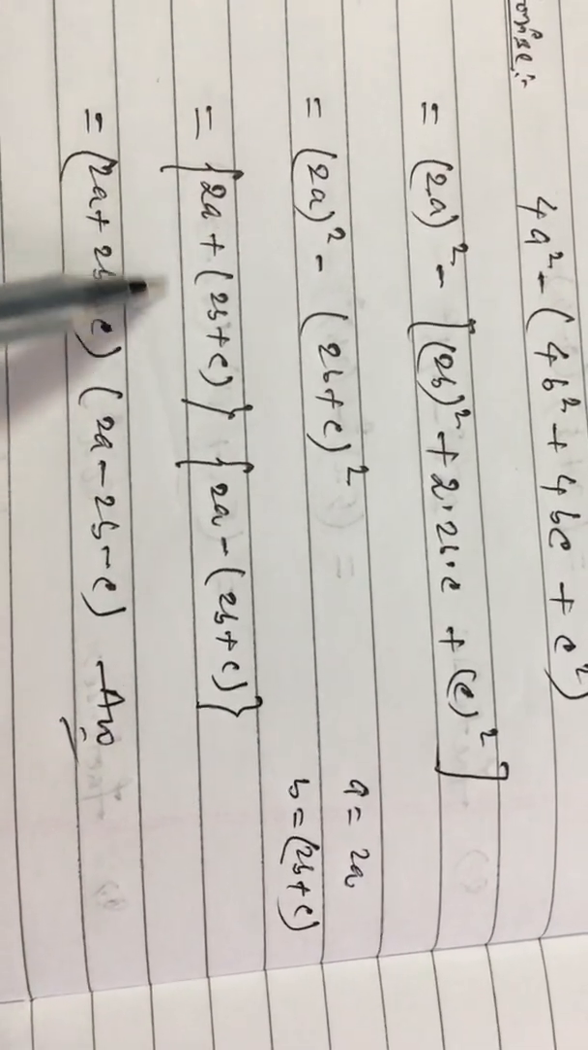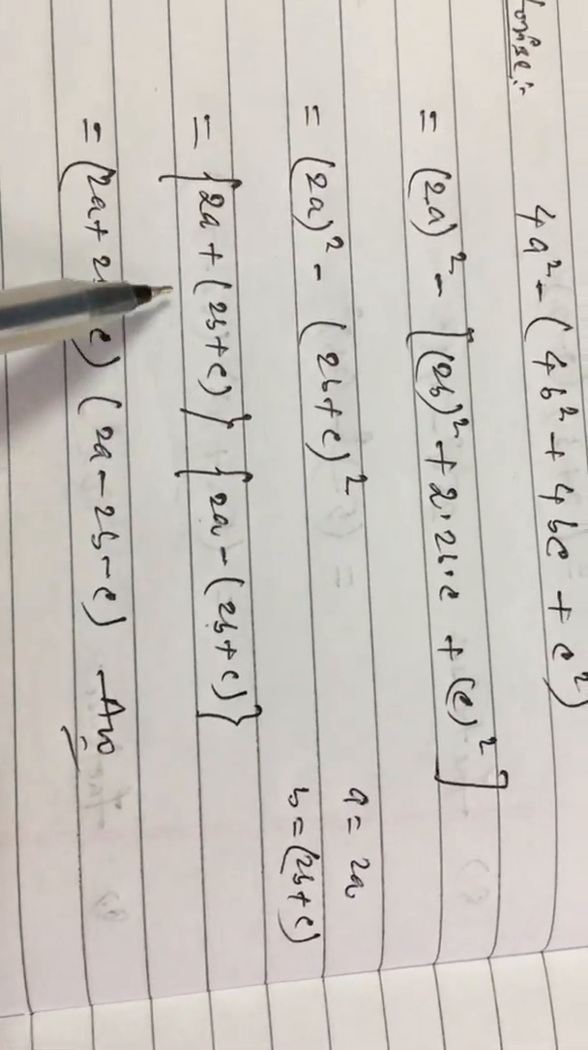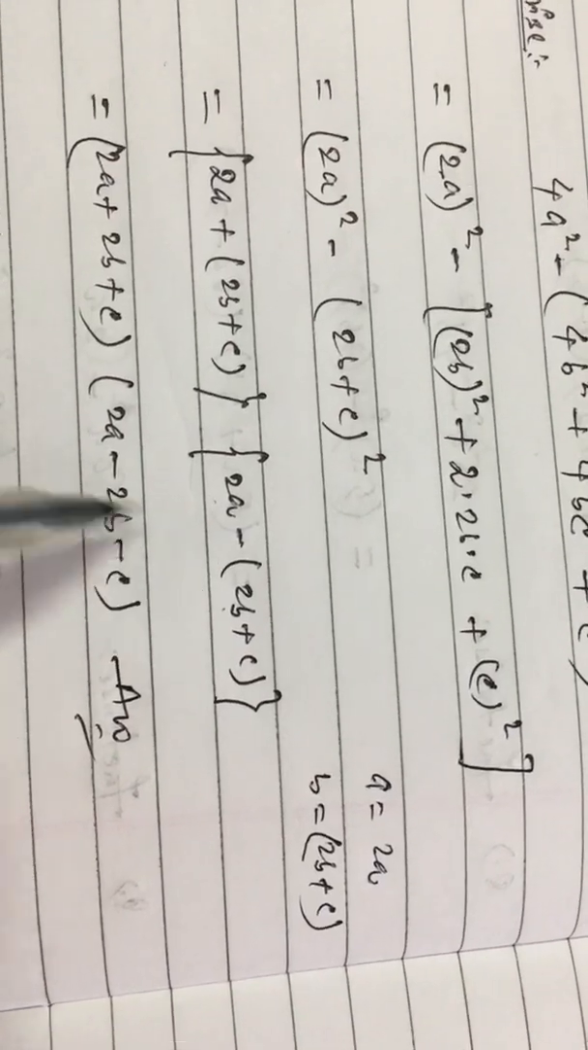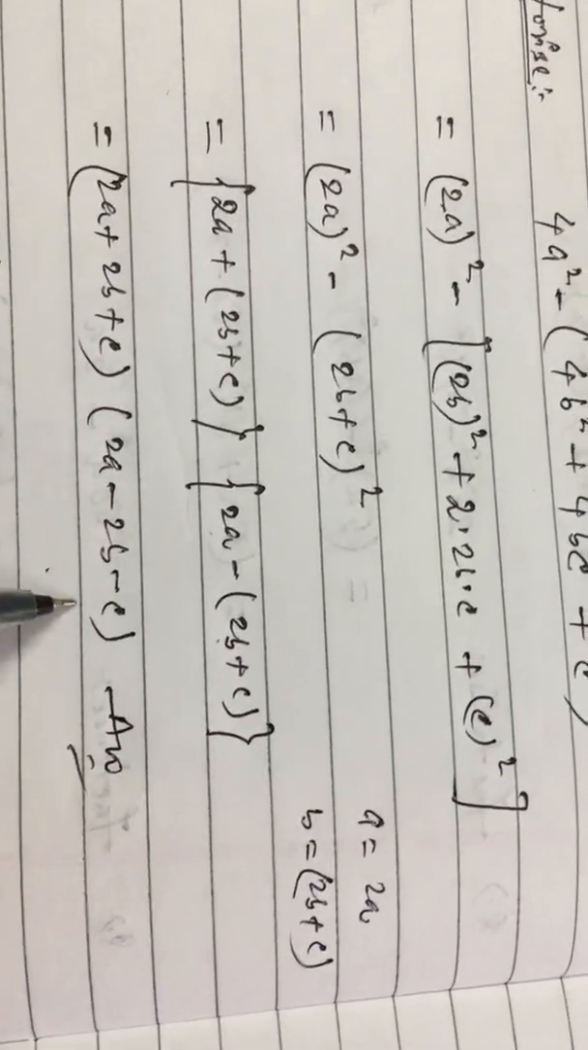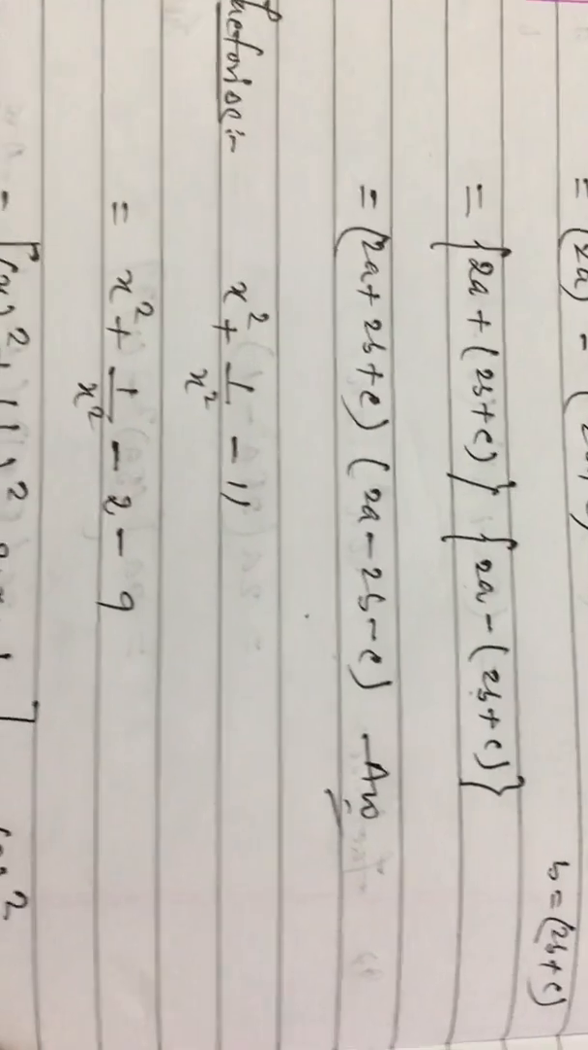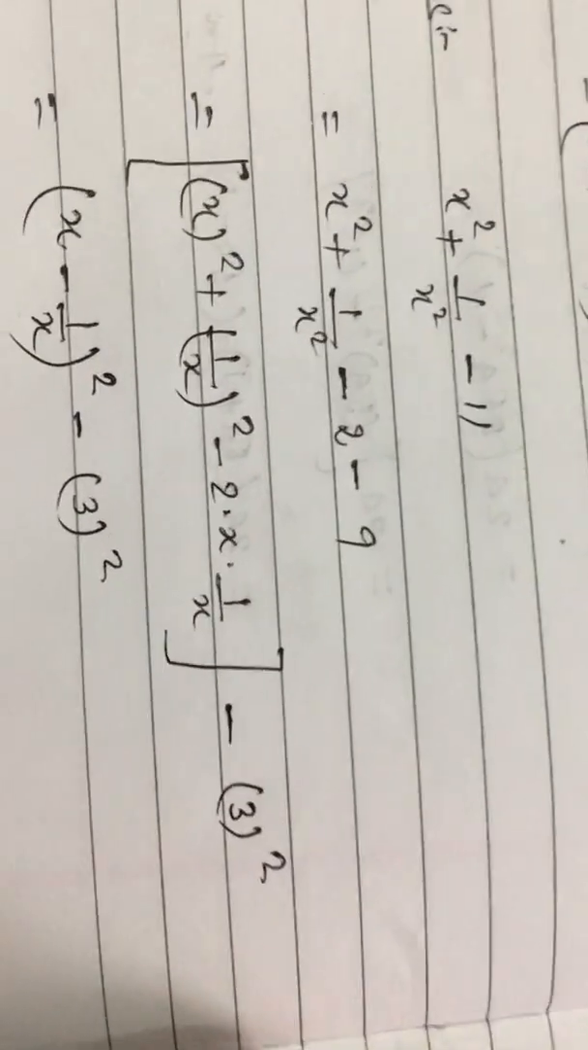Now applying the formula a plus b and a minus b. So this term is the same, and open the bracket, minus plus minus, minus plus minus. This will be the answer. So see now, one more problem.